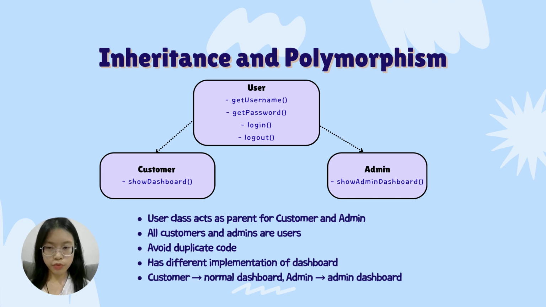Inheritance and polymorphism. The user class acts as a parent to allow customer and admin to inherit login and logout logic, which avoids duplicate code. We apply polymorphism in the dashboard. For example, the customer can select view menu in the shopping dashboard, whereas the admin can select check delivery status in the management dashboard.